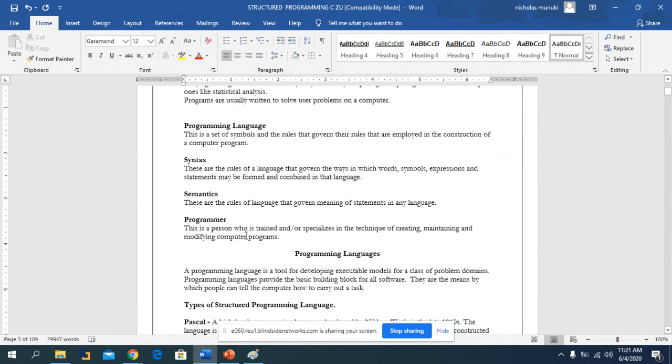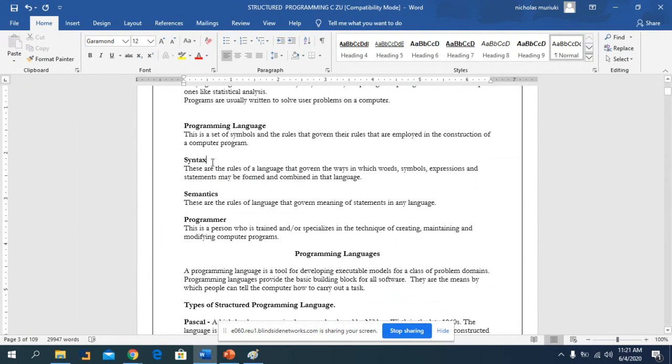Now, there are these terms that we need to understand here: syntax, semantics. I think we have understood what a programmer is: a person who is trained to code or to write some program. So the moment you write a program, you become a programmer. But a programmer in which language? That is a specific language that you are able to deal with, either structured, event-driven, or any other category of language that we have.